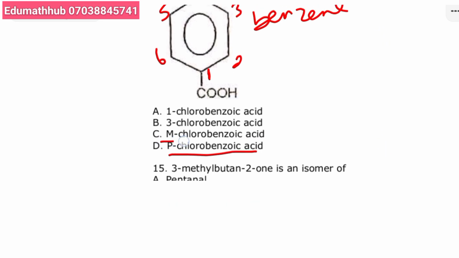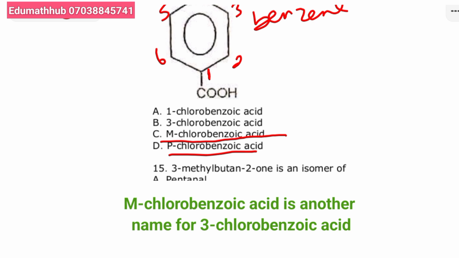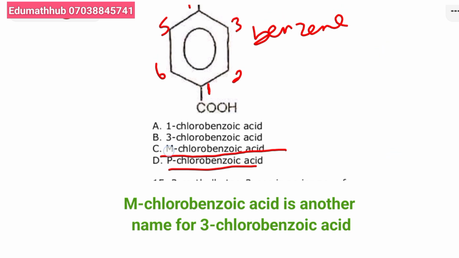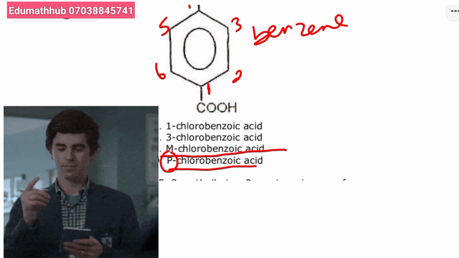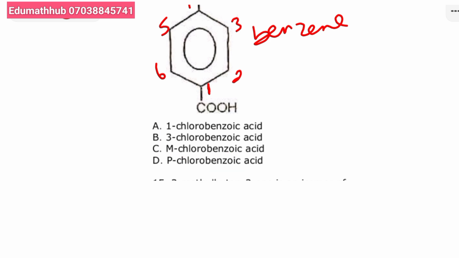Meanwhile, m-chlorobenzoic acid is another name for 3-chlorobenzoic acid. So this M here stands for meta, so you can say meta-chlorobenzoic acid. Why this P stands for para-chlorobenzoic acid. Okay, keep that in mind. So our answer here is option D. 4-chlorobenzoic acid or p-chlorobenzoic acid, where the P stands for para.